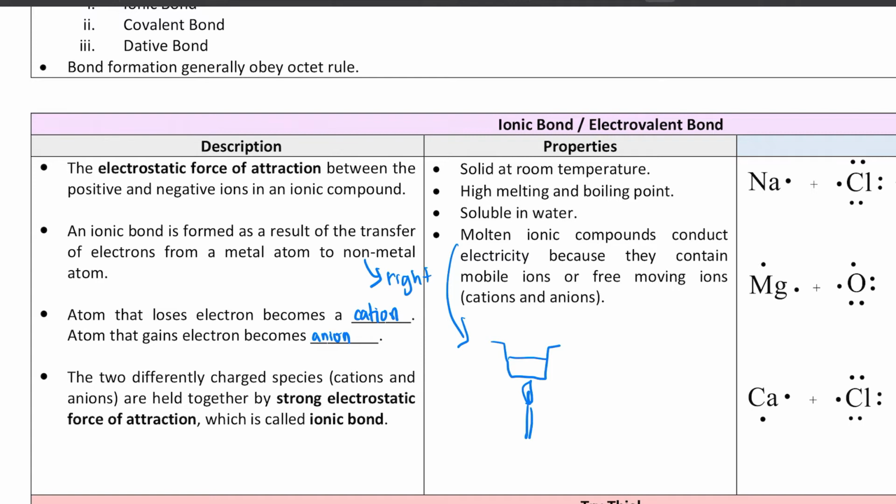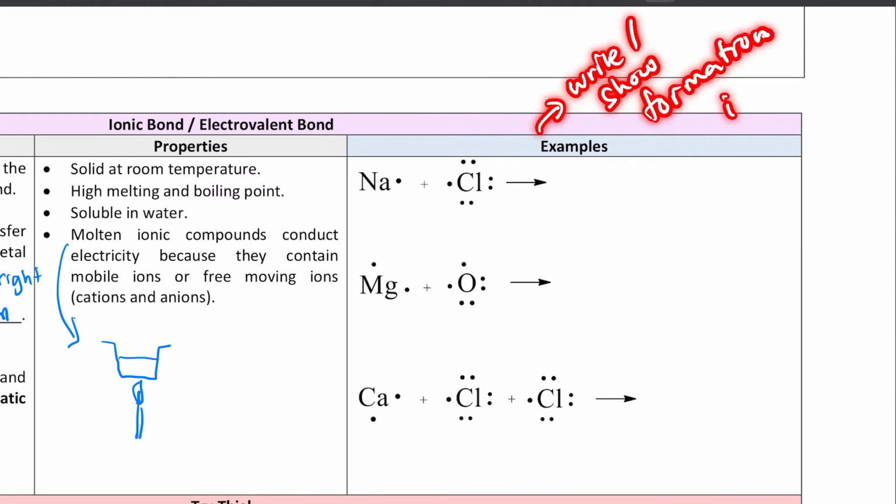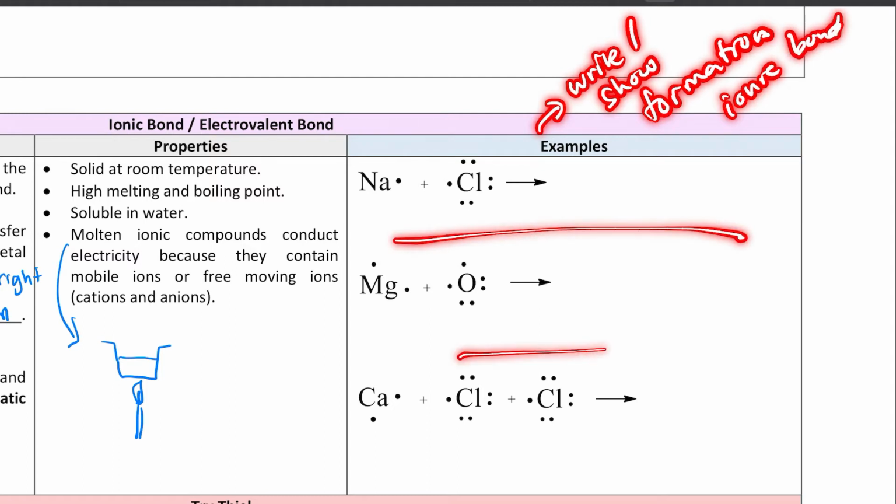Okay, so kalau ada something boleh bergerak, usually dia akan boleh conduct electricity. Alright, so let us look at example. Okay, because if the question asks you to write or show the formation of ionic bond, okay, so your answer sepatutnya macam yang dekat bab example ni lah. So kiranya kamu kena ada equation macam ni lah.